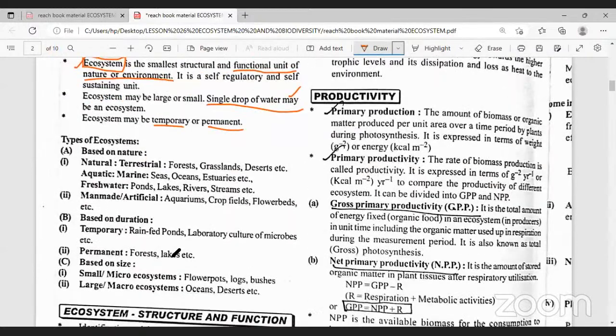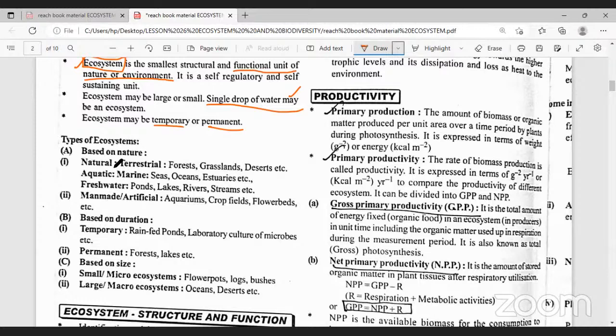See that. And then types of ecosystem. Once again, repeating for you. First of all, you should know what is an ecosystem. What are the types of ecosystem we are going to discuss. Based on their nature, they divide into two. Natural. Okay. Another one is man-made, otherwise called artificial.